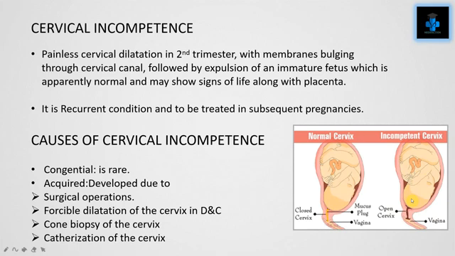Causes of cervical incompetence. Congenital causes are rare. Acquired causes may be due to surgical operations, forcible dilation of the cervix in D&C, cone biopsy of the cervix, and catheterization of the cervix.